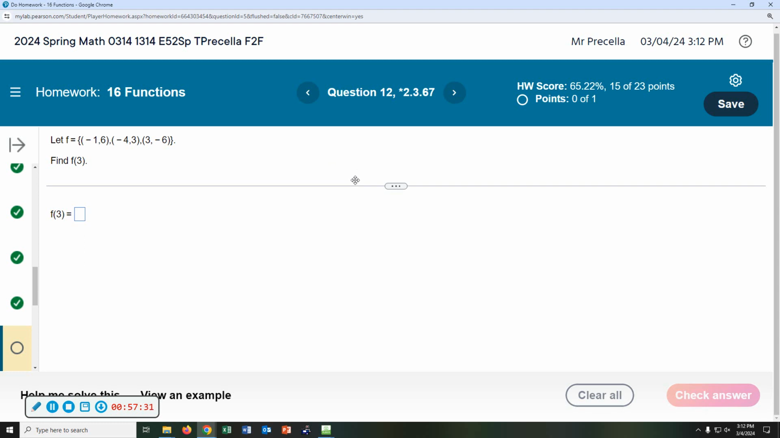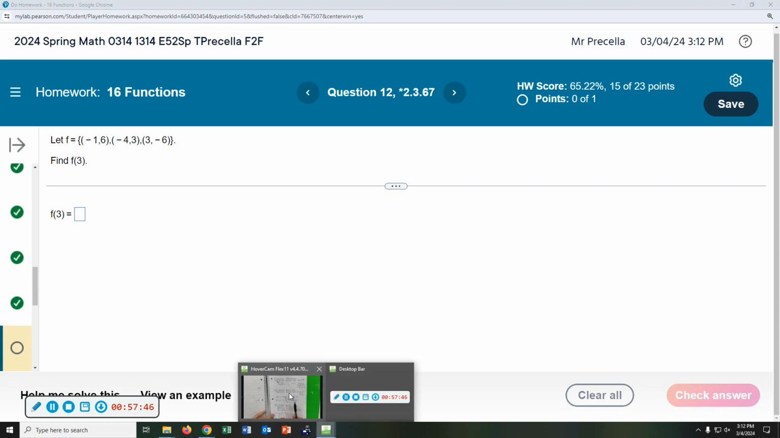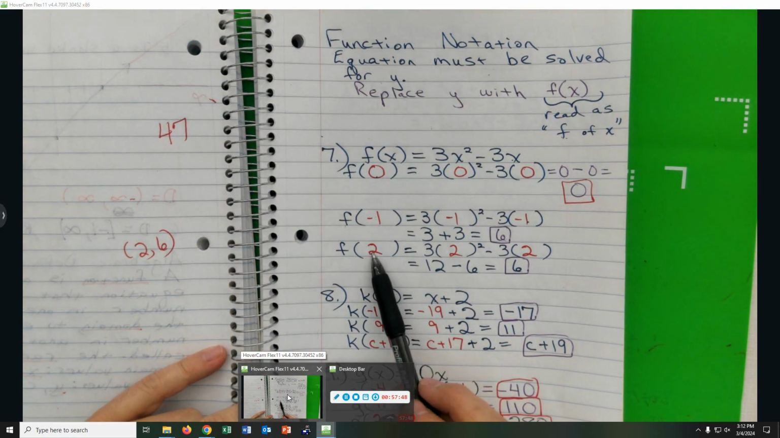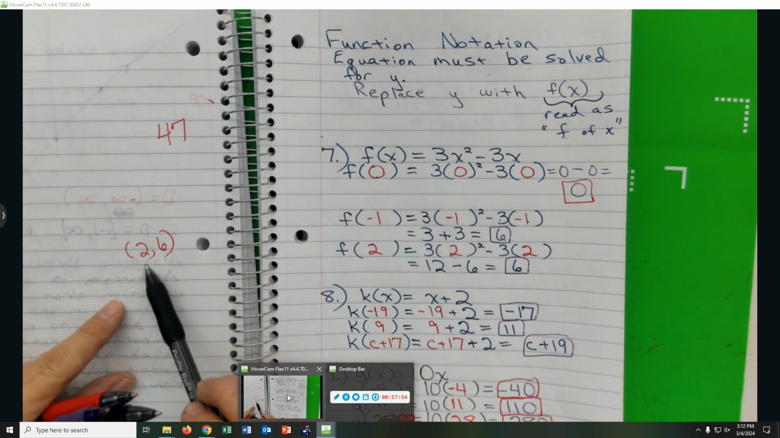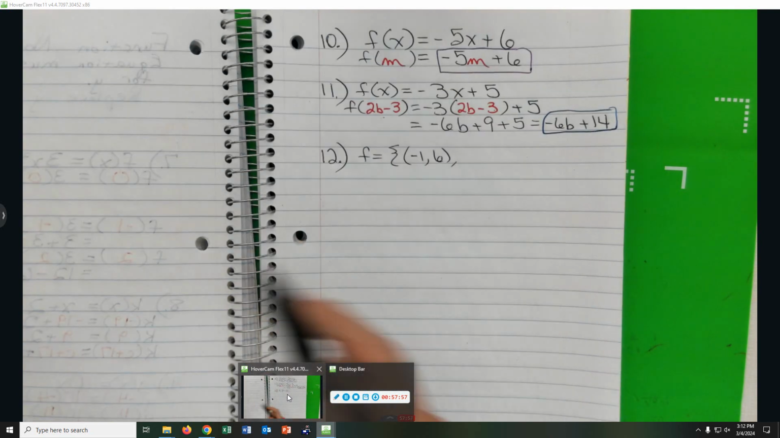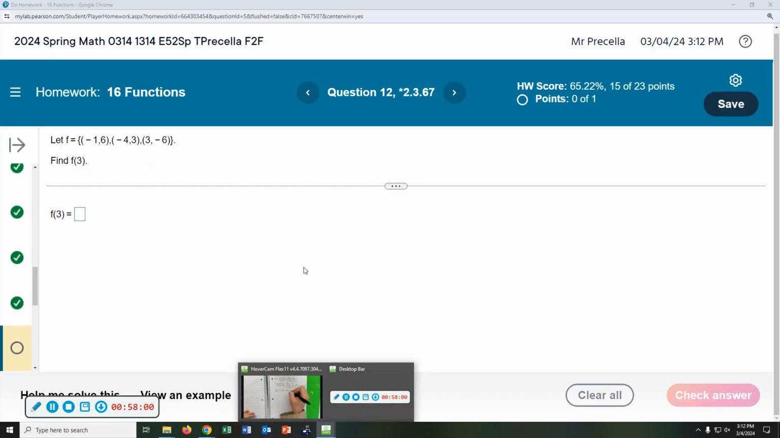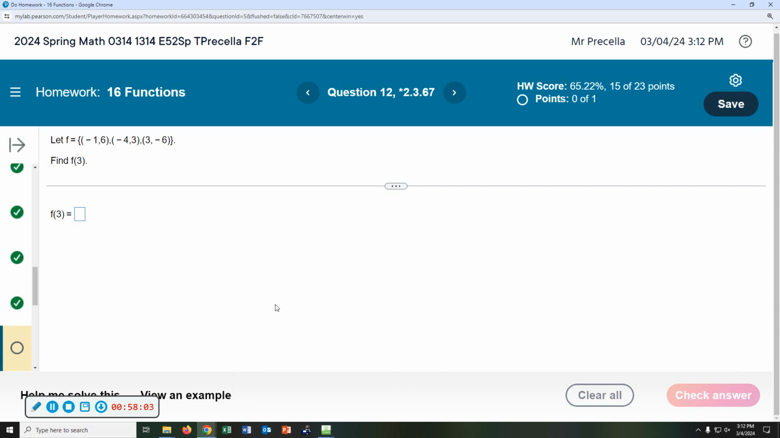So notice here, instead of being given the equation, we're just given ordered pairs. The way I've been saying, when x is 2, y is what? Here in this example, when x is 2, y is 6. We created an ordered pair, 2, 6. So with that in mind, keep that in mind. If you understand that, then this next one's going to be real easy. And is that 3, negative 6? And they want us to find f of 3.